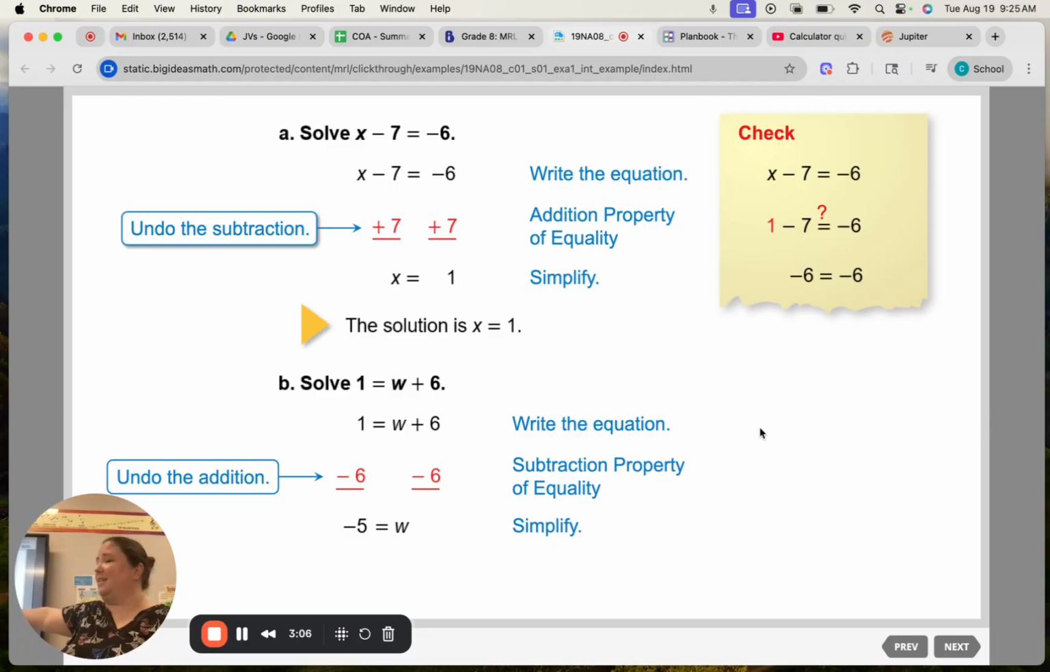Yes, this is correct. Is there a more proper way to write it? Yes. What's the more proper way to write it? Flip it around. W equals negative 5. Very good. Again, I will accept negative 5 equals W. Now, you're not going to get anything counted wrong. But the proper way is to rewrite it. W equals negative 5.